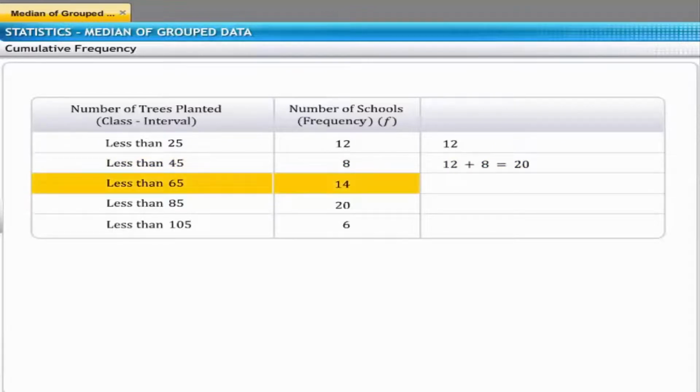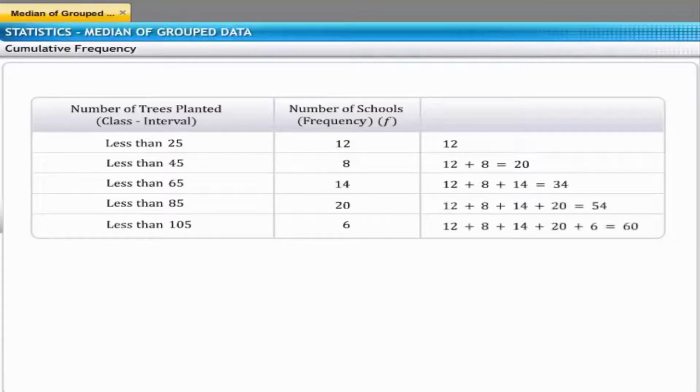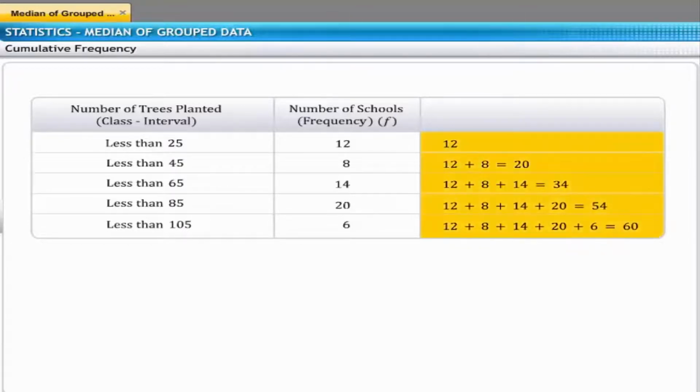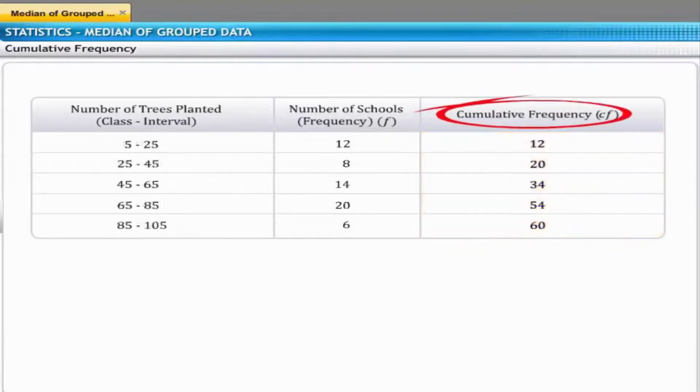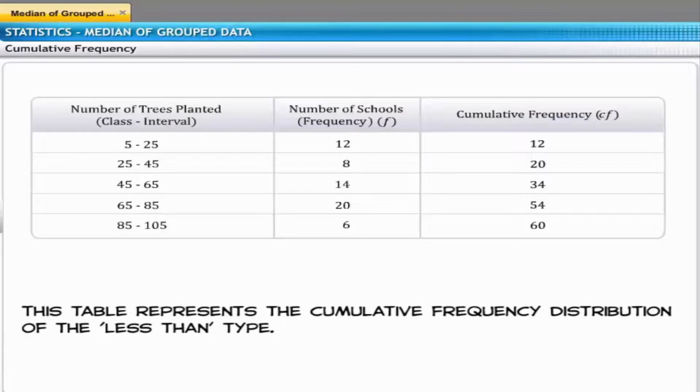Similarly, the adjusted frequency for the third class interval is equal to 12 plus 8 plus 14, which is equal to 34. This adjusted frequency is also called the cumulative frequency. Now, let us combine this table with the original table showing the actual class intervals. The table here now represents the cumulative frequency distribution of the less than type.